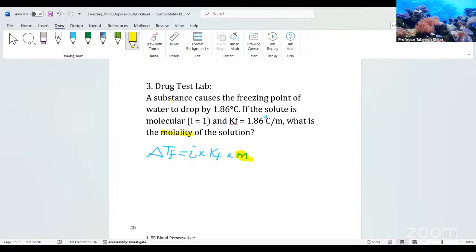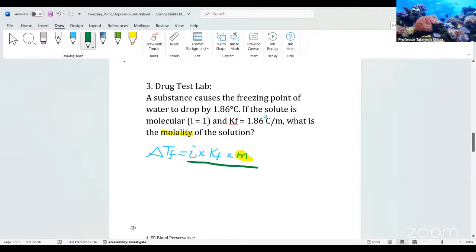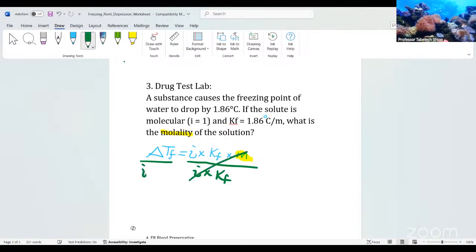Well, let's read the problem. It says a substance causes the freezing point of water to drop by 1.86 degrees Celsius. If the solute is molecular, meaning I is equal to 1, and the K of F is equal to 1.86 degrees Celsius per molality, what is the molality of the solution? So what do you have to do in this particular case? We're going to isolate m by itself, and we are going to divide both sides by the I and the K of F so that it can cancel out on this side. And here you have it over here on the left side.